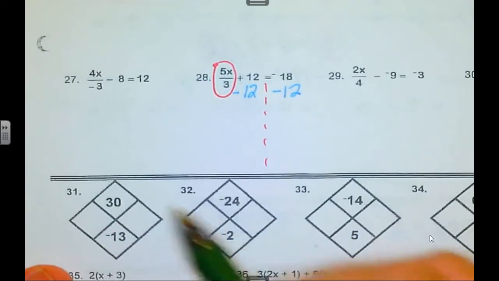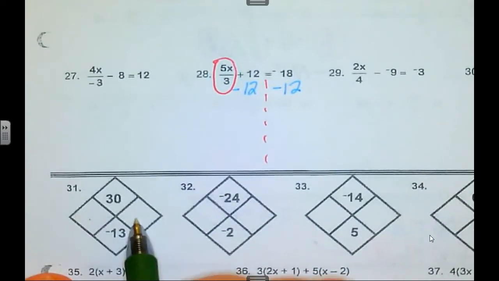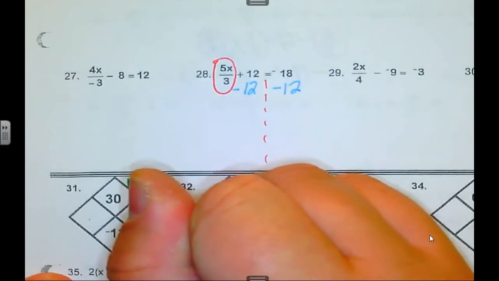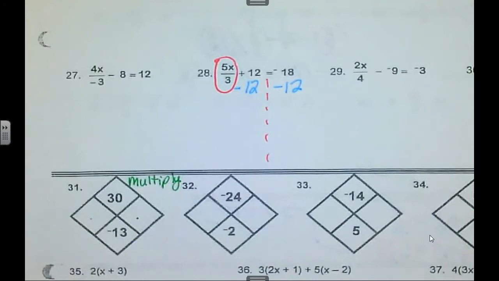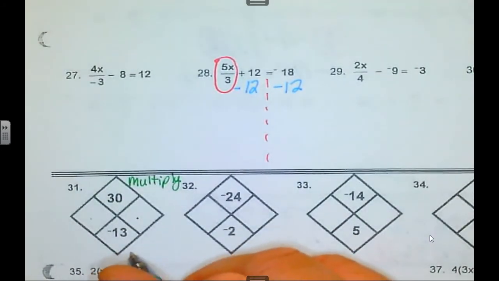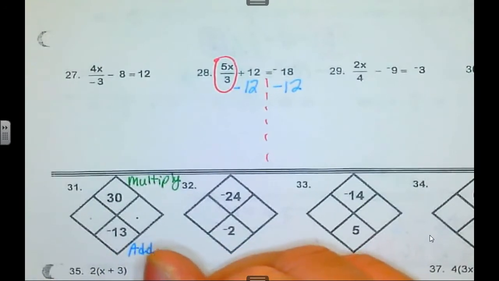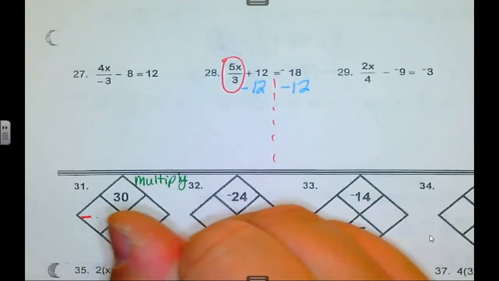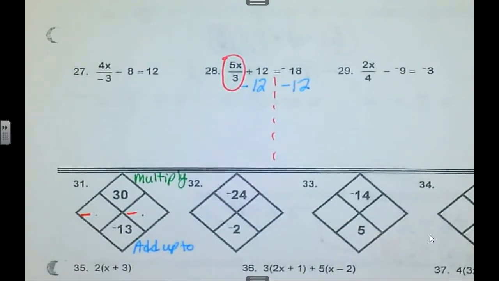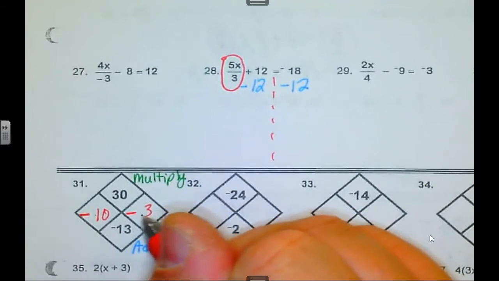Think of it this way. You want two numbers being multiplied to get 30, and at the same time add up to negative 13. Okay, well, let's think about this for a minute. I have positive 30. If I'm going to add them up to a negative number, they have to be two negative numbers. All right? So this one's negative, and this one's negative. Negative 10 and negative 3. See, it's not that hard.